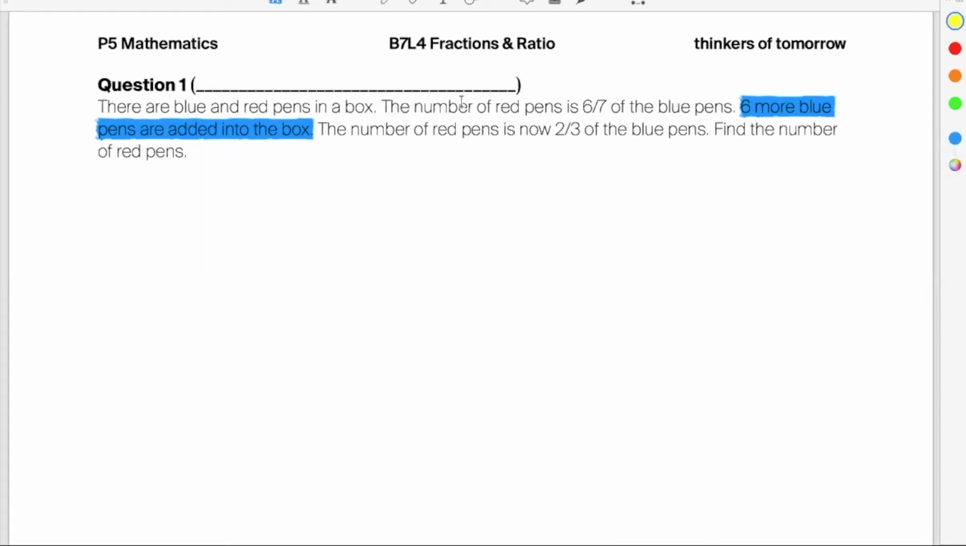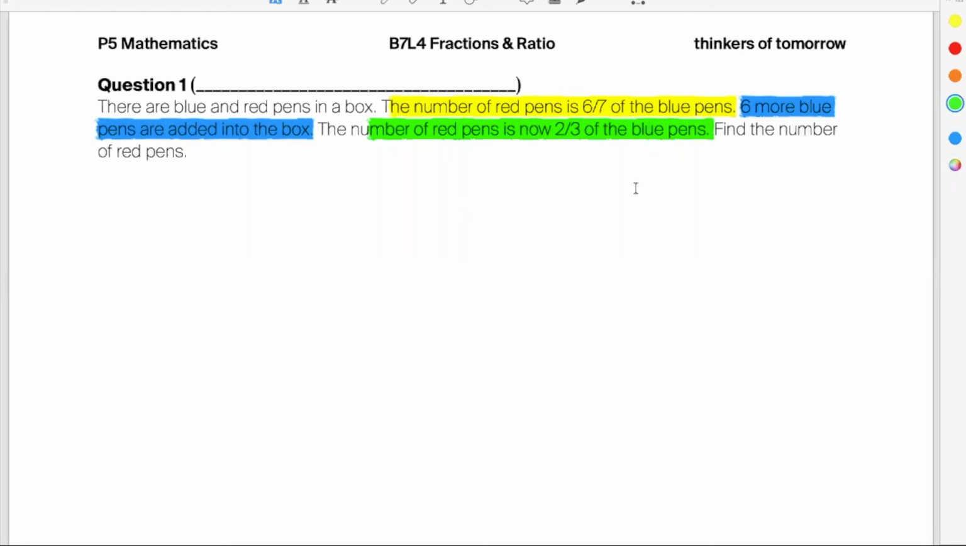Now, this is your proportion. You are given 2 different sets of proportion, one at the before state and one at the after state. So you know for sure that, hey, for this question, it is our BCA. You have a change and you're given proportion. All right, so here we go.